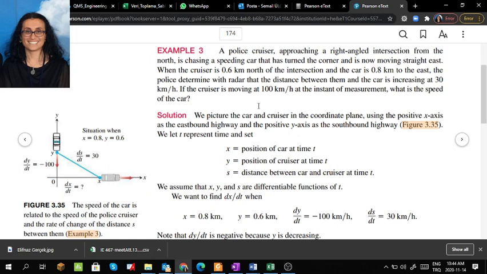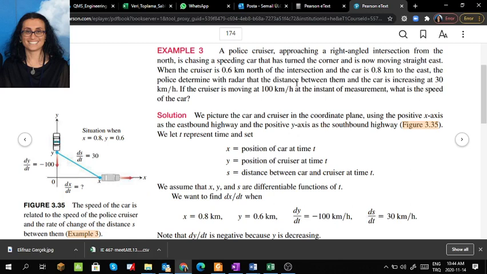If the cruiser is moving at 100 km per hour at the instant of measurement, what is the speed of the car that they are asking? They want to know what the speed of the car is at that moment. So the first thing we do is draw the picture. We draw the picture of the car and the picture of the cruiser.